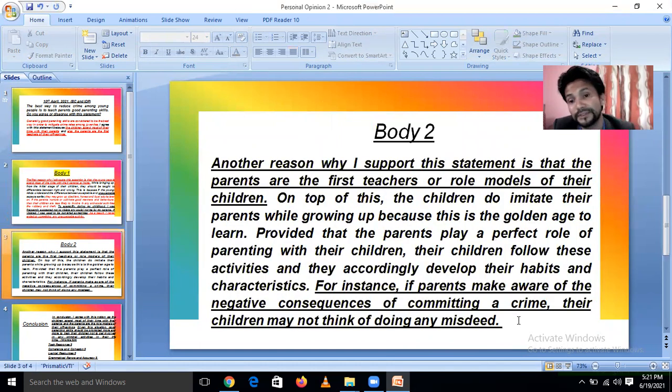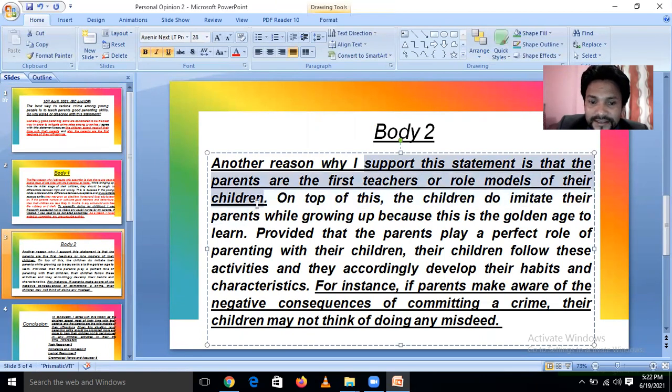Now let's go to body 2. Another reason why I support this statement is that the parents are the first teachers or role models of the children. Whatever they do, the children copy or imitate, or they inculcate the same behavior, manner or characteristics. On top of this, you need to explain the children do imitate their parents while growing up because this is the golden age to learn.